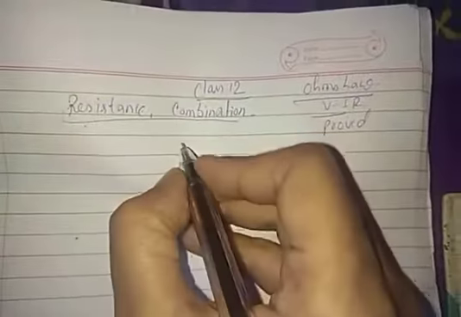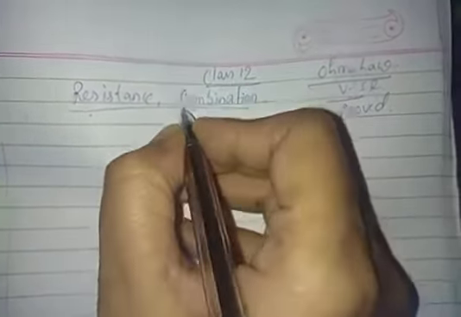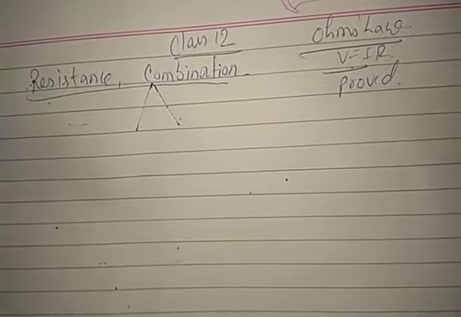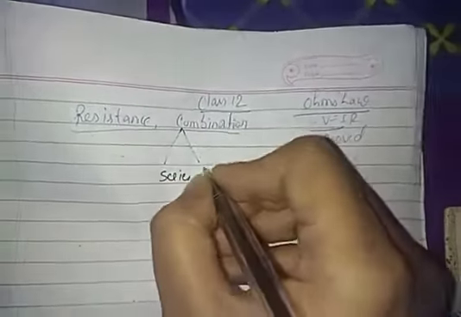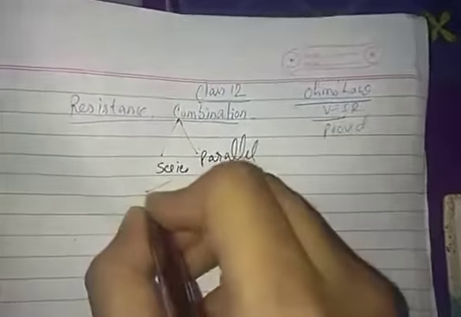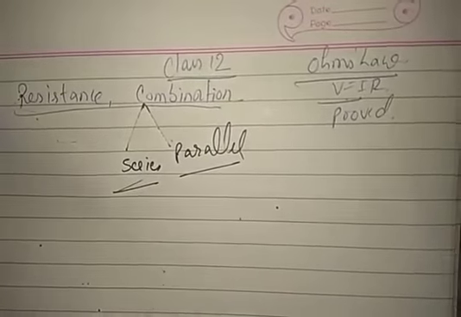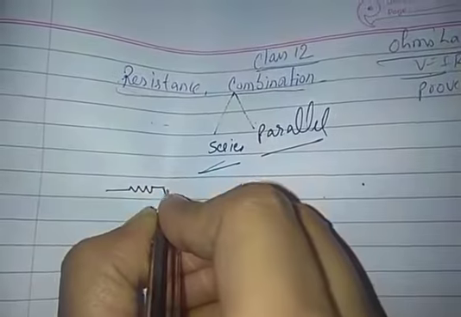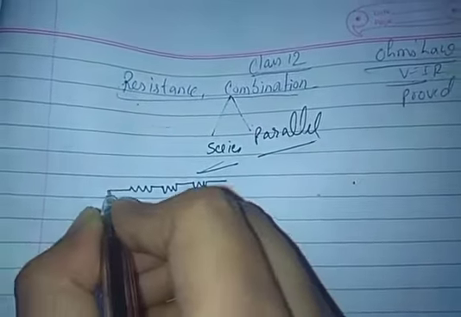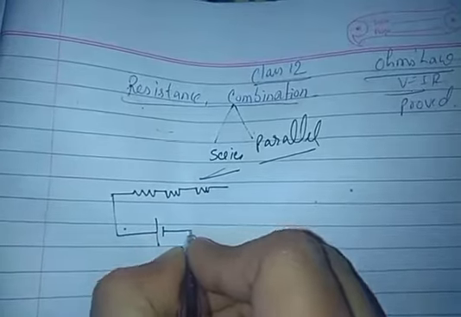I think you all have studied this topic in class 10, the combination of resistances. Resistances are connected in two ways, series and parallel combination. Today we will be just revising this topic, as we have to do numericals on it. It will be a little more difficult compared to class 10th. The combinations are of two types, and the first one is series combination, where we will also be deriving its numericals.